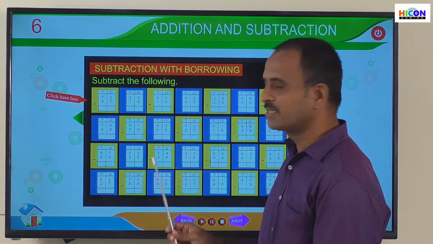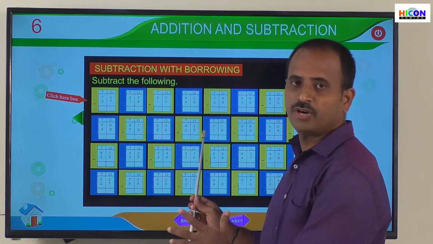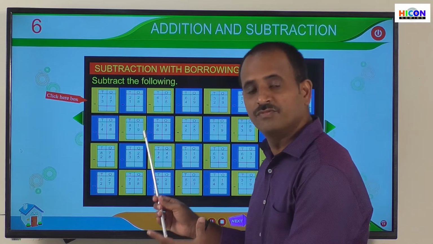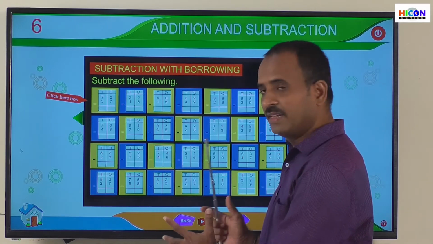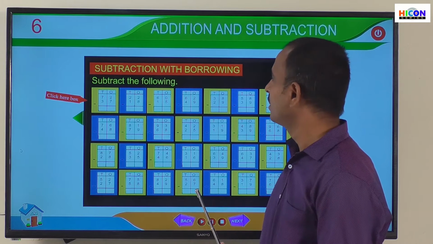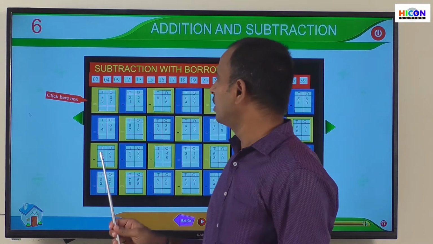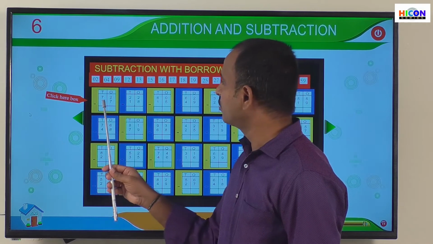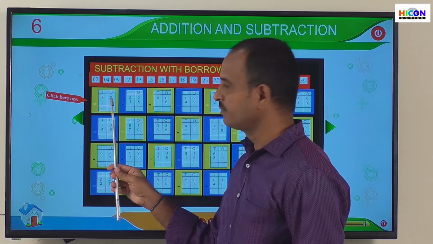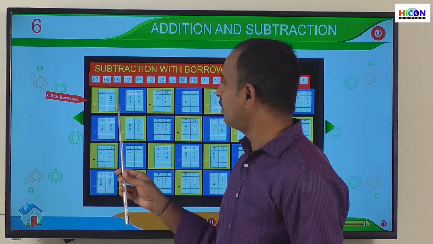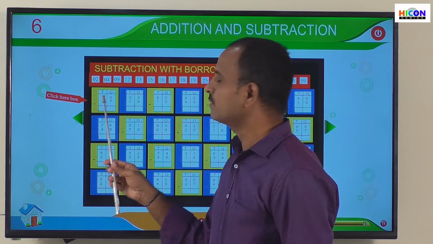So children, look at the screen. Here you are observing some problems on subtraction with borrowing, and we will practice some problems among these. So subtract the following. Look at the first problem here. So here you are observing 2 numbers. What are the 2 numbers? 72 and 37. So you have to subtract 37 from 72.